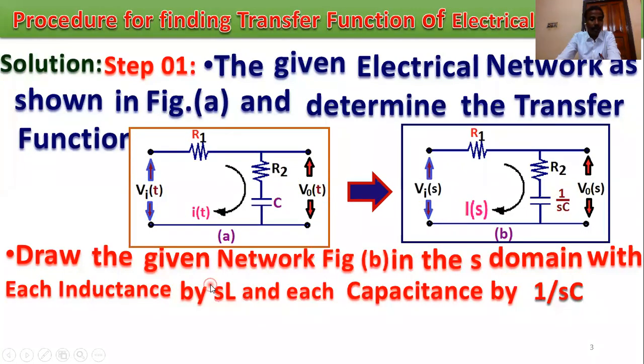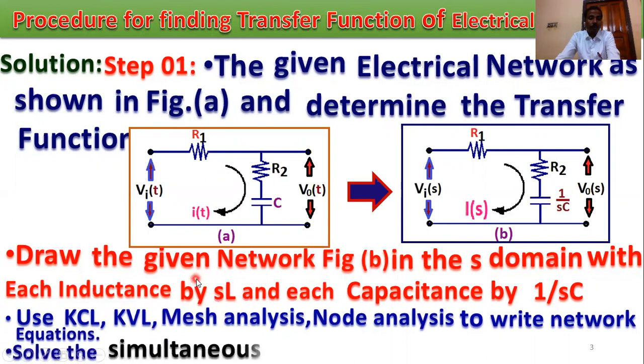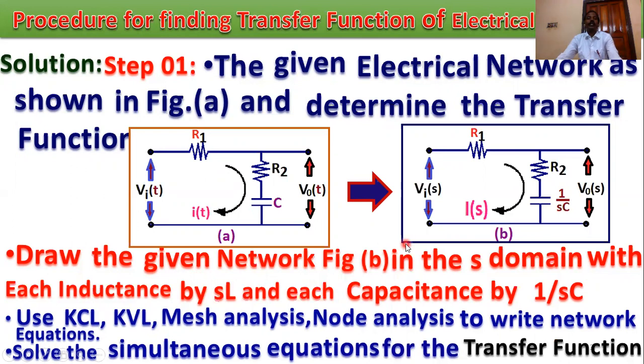Then next, use KCL, KVL, mesh analysis or node analysis to write the network equations. First write the differential equations, then solve the simultaneous equations for the transfer function calculation. First calculate Vi(S), next calculate V0(S), and then the ratio V0(S) by Vi(S). This is our target, the transfer function.